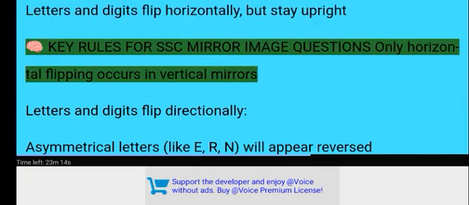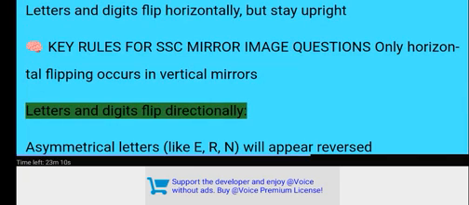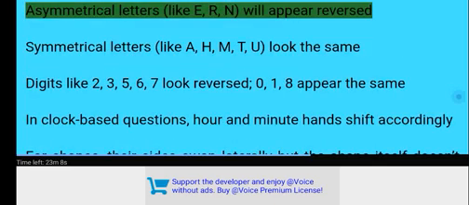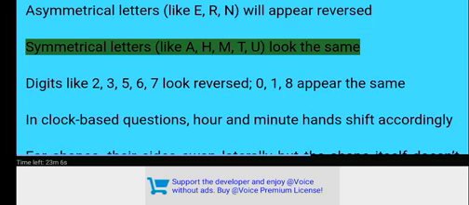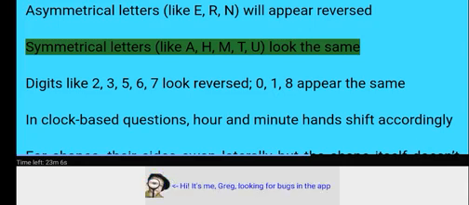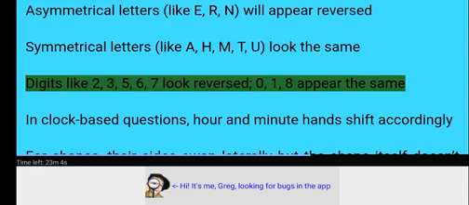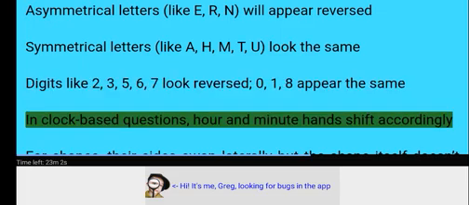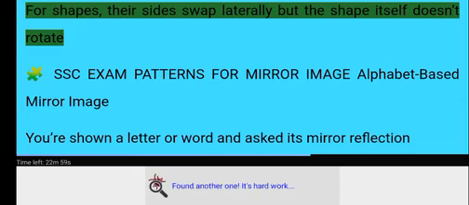Key rules for SSC mirror image questions: only horizontal flipping occurs in vertical mirrors. Letters and digits flip directionally. Asymmetrical letters like E, R, N will appear reversed. Symmetrical letters like A, H, M, T, U look the same. Digits like 2, 3, 5, 6, 7 look reversed. 0, 1, 8 appear the same. In clock-based questions, hour and minute hands shift accordingly. For shapes, their sides swap laterally, but the shape itself doesn't rotate.